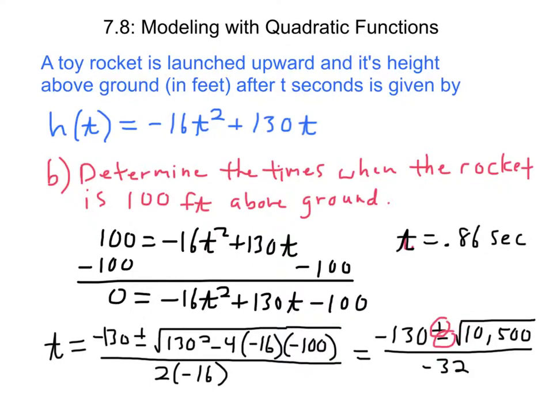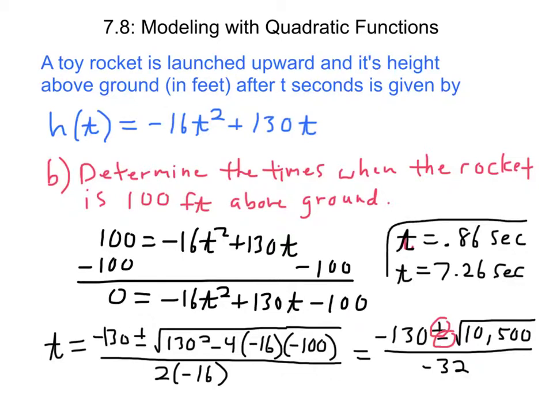And then I'm going to do the same thing using the minus. So I'll take negative 130 minus the square root of 10,500. Hit enter. And then divide that by negative 32. And that comes out to be, if I round it off, 7.26. So t equals 7.26 seconds. So there's two solutions.